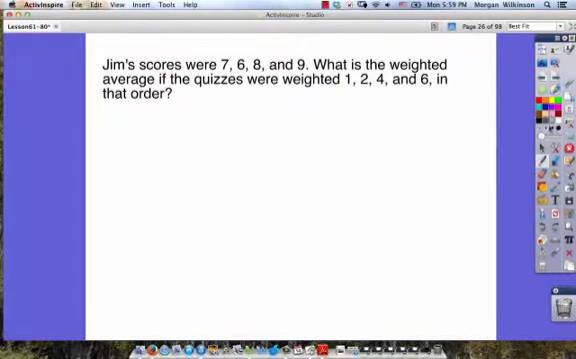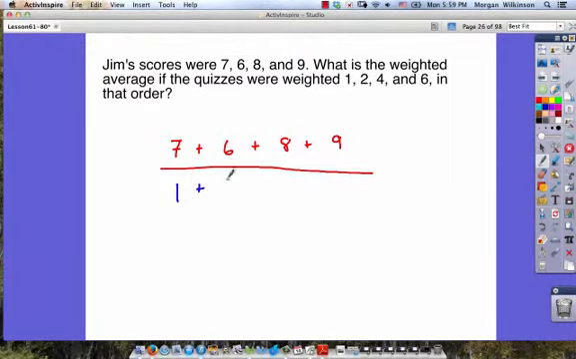So let's do a problem to look at weighted averages. Well, the scores were 7, 6, 8, and 9. So to find an average, we know we add everything up. So 7 plus 6 plus 8 plus 9. And the weights are given to us, 1, 2, 4, and 6. So that's saying 7 is worth 1 time. 6 is worth 2 times. Well, then we must have 6 2 times. So 6 times 2.